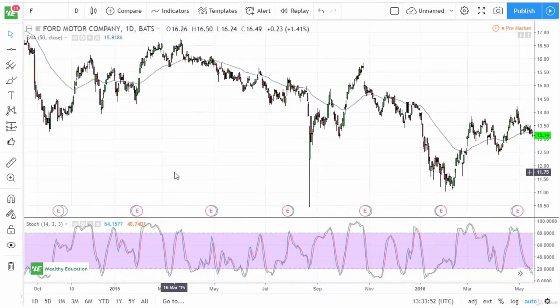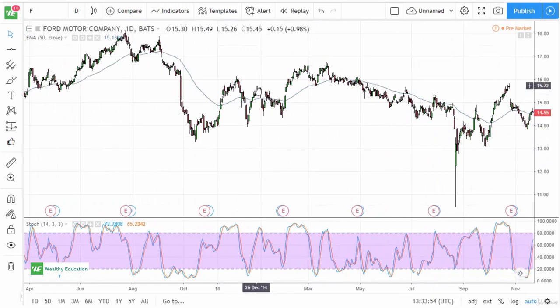But again, you have to be very careful. You have to make sure that you're using it in a range bound market like this. You know, there's a sell signal there. There was a buy signal right before it. So a couple decent trades.